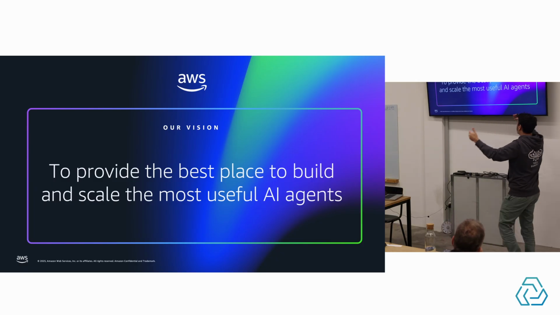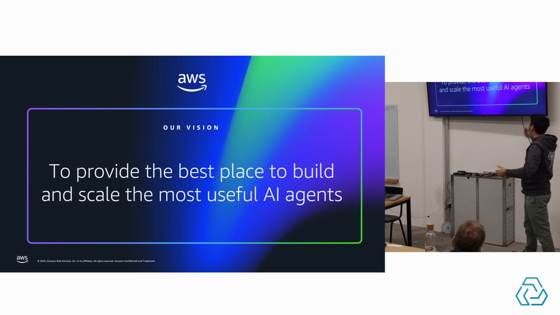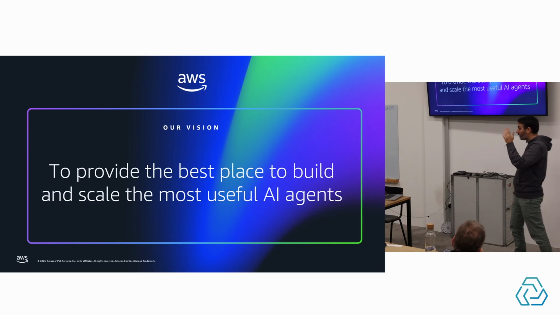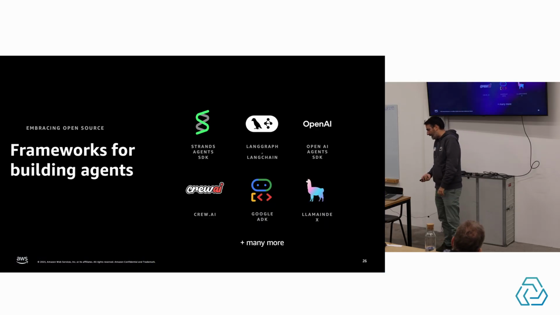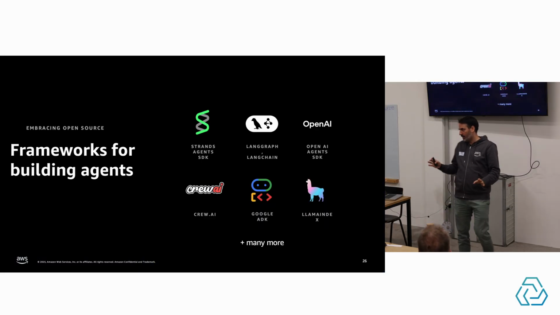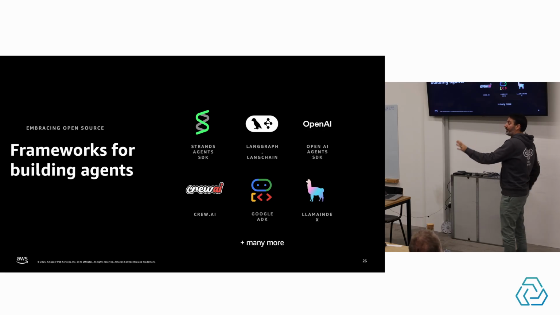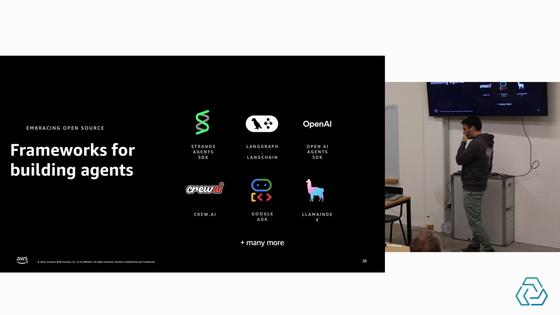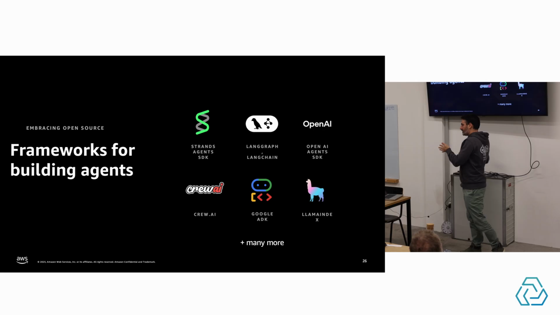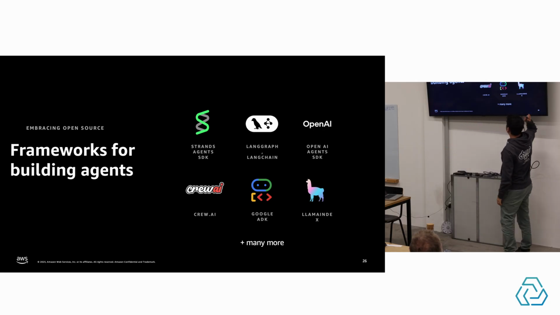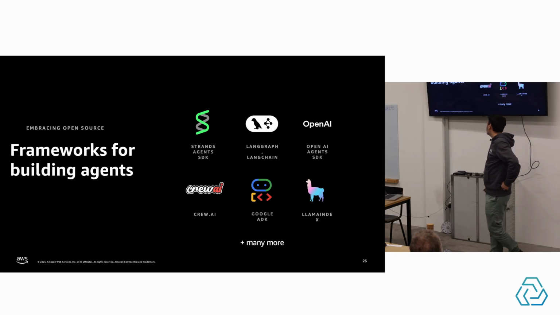Why? Because our vision is, of course, to provide the best place to build and scale the most useful, not harmful, AI agents. And I'm pivoting. I don't know if it was clear. So I'm starting to talk about an AWS service that was recently released. What we realize is that people who build agents must have already chosen many different frameworks to work with. So we created ours. It's called Strands Agents.